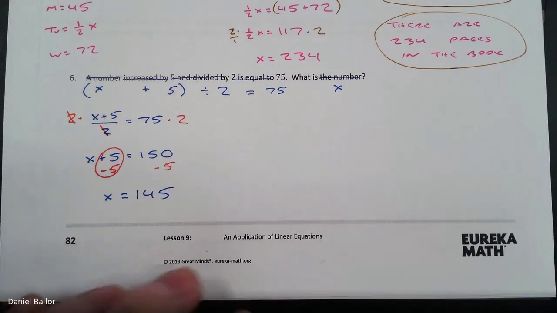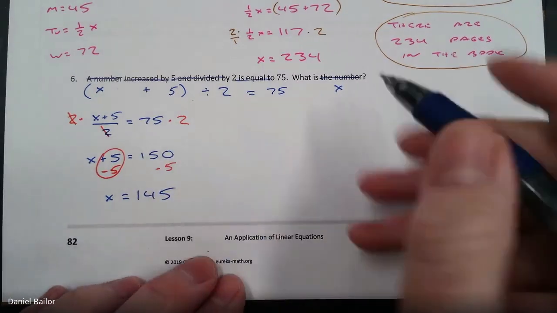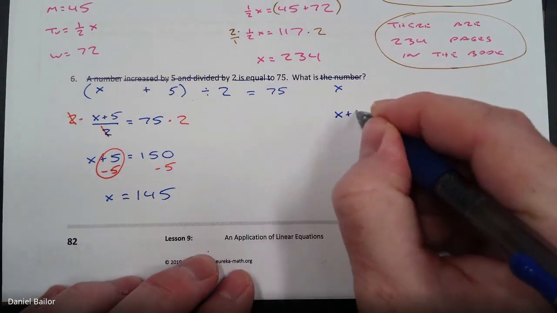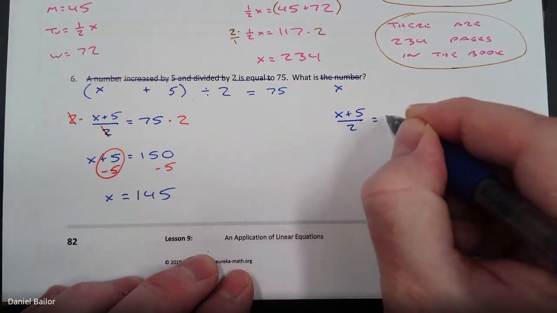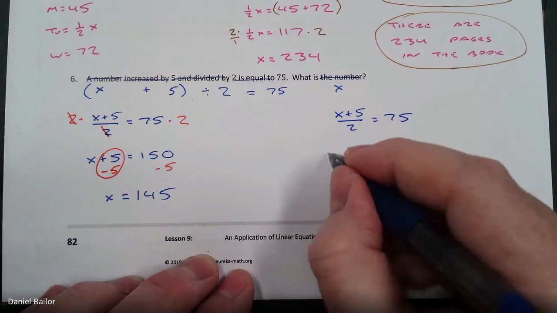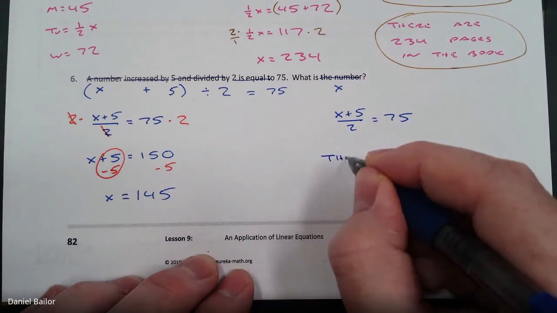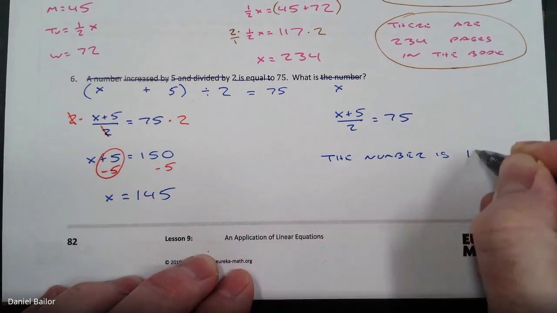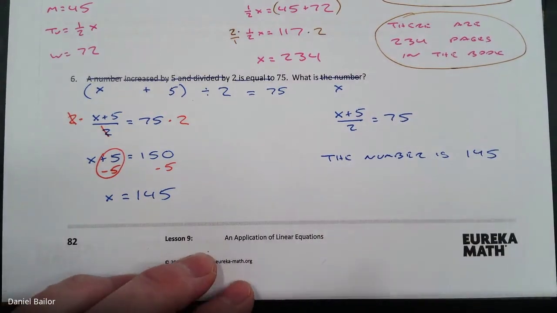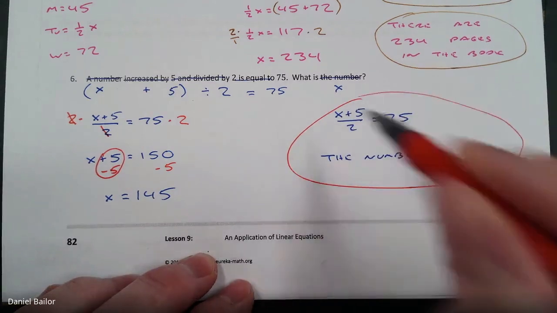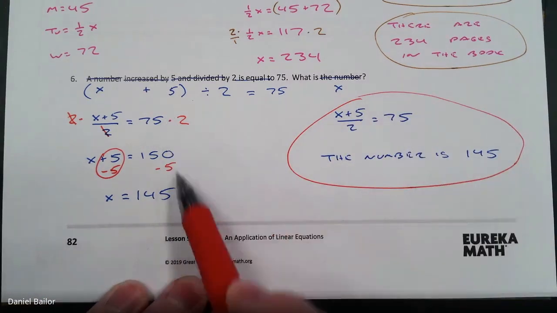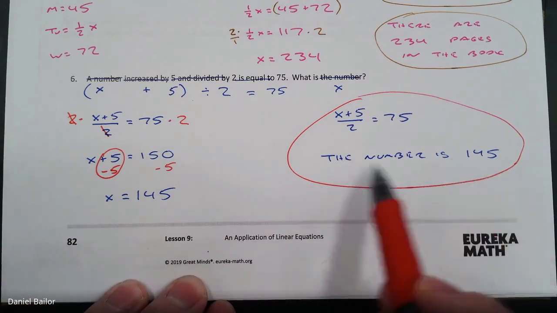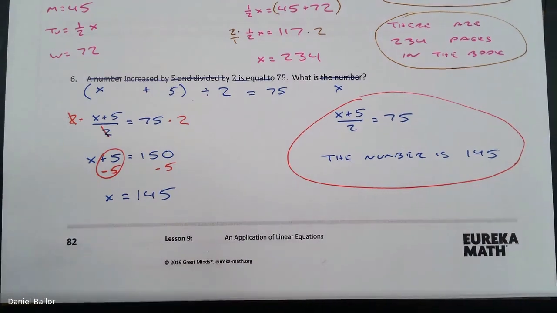So remember, there's my work. My equation is (x plus 5) divided by 2 equals 75. And then my answer, the number is 145. That's my answer. Equation, work, answer in context: all three pieces that I'm asking for.